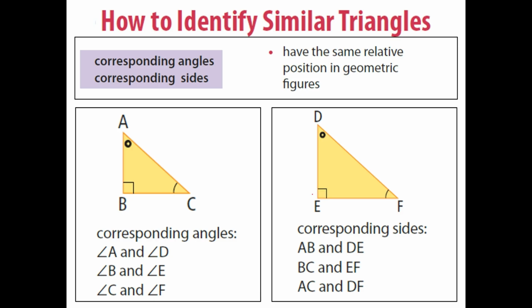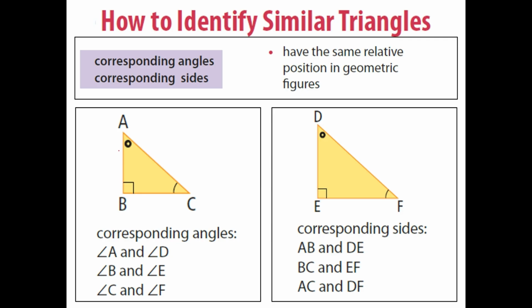These angles must be equal to each other. Angle A must be equal to angle D, and angle C must be equal to angle F. If all three of these angles are equal, then you can say these triangles are similar to each other. Alternatively, you can also check if these triangles are similar using corresponding sides.